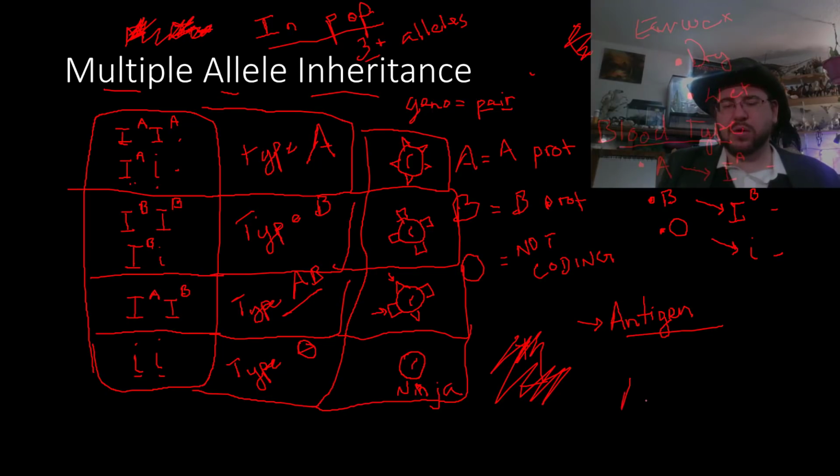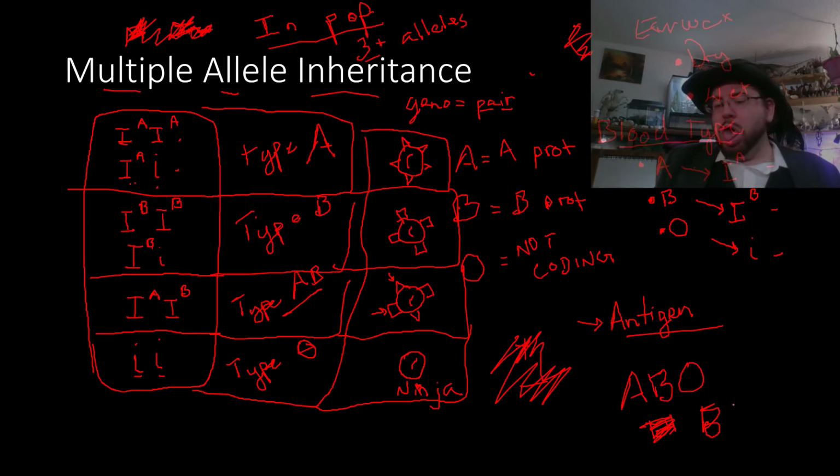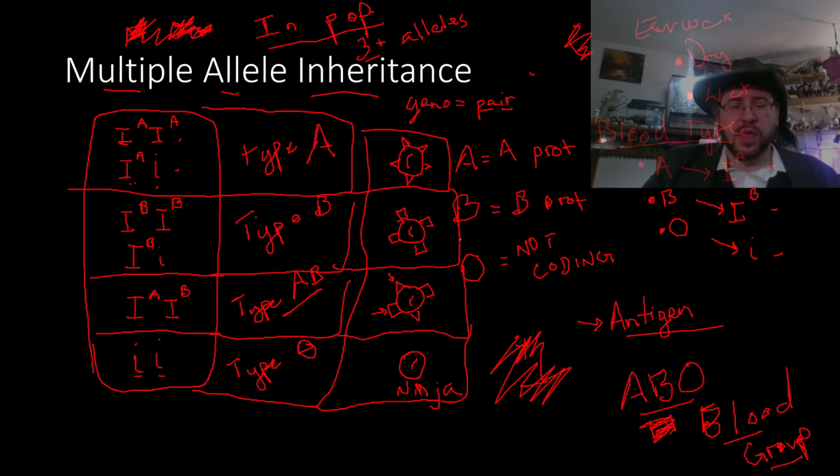This is the ABO blood groups. This is because positive and negative is an entirely different type of blood group. This is the ABO blood group. Right. I might even take a second to talk about it.